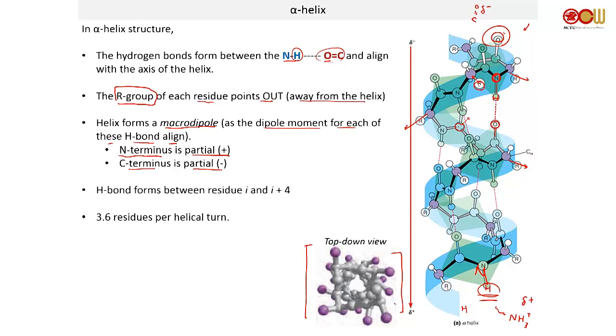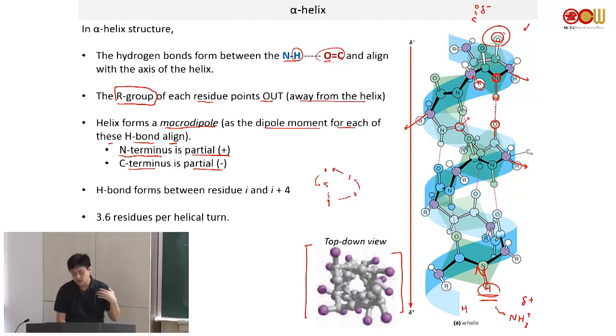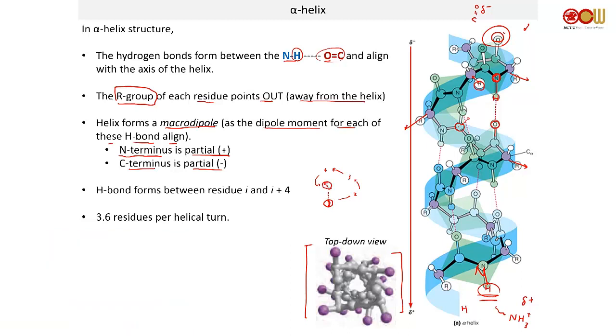Now, the hydrogen bond forming pattern: the hydrogen bonds are formed between residue i and i plus 4. So essentially you have residue 1, and then you have 2, 3, 4, and 5. So you actually form like that. It's i and then i plus 4. If you want to form a hydrogen bond, amino acid number 1 is going to form a hydrogen bond with amino acid number 5, so i plus 4.